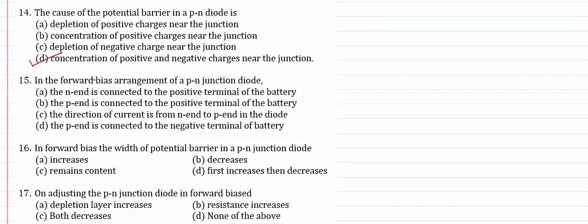15th, in forward bias arrangement, PN junction diode, N is connected to positive terminal of the battery. Wrong. So if you take PN junction in forward bias, P is connected to positive terminal of the battery while N is connected to negative terminal of the battery. So N is connected to positive, this is wrong. P is connected to positive terminal of the battery. Option B is the answer.